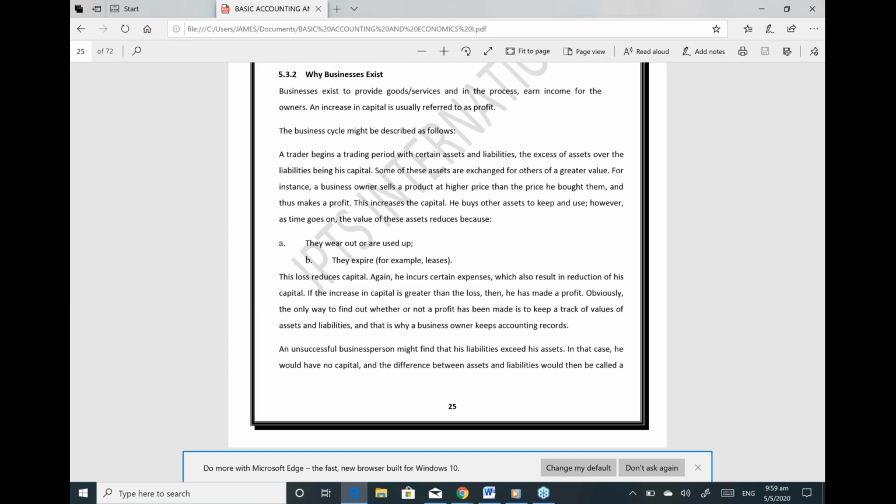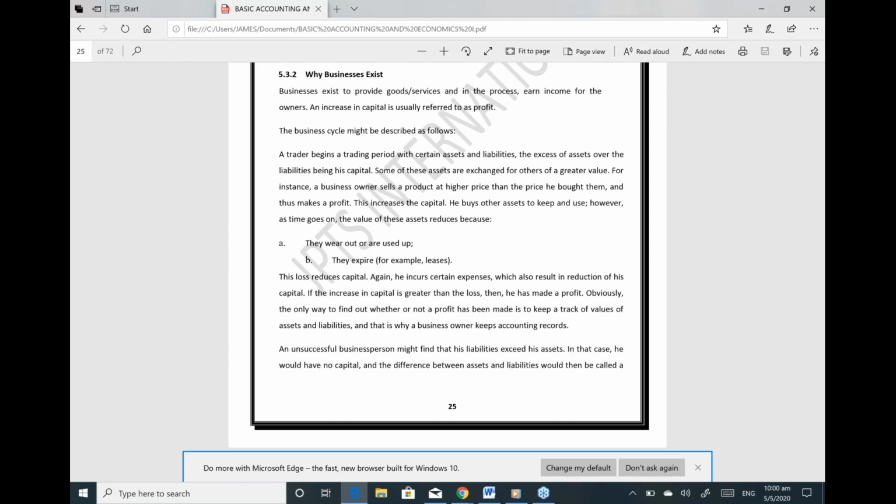And when you satisfy your customers, and in the process earn income for the owners, that income, when added to your initial capital, gives you your total net capital, and what you gain is called your profit. You make profit after you satisfy your customers.